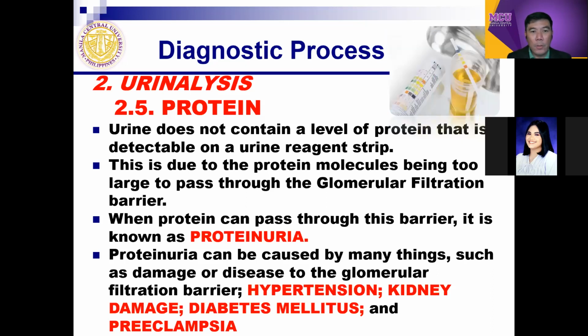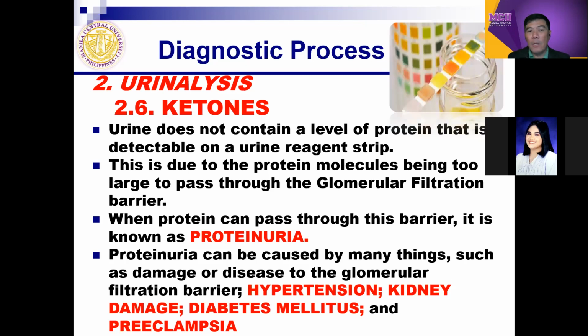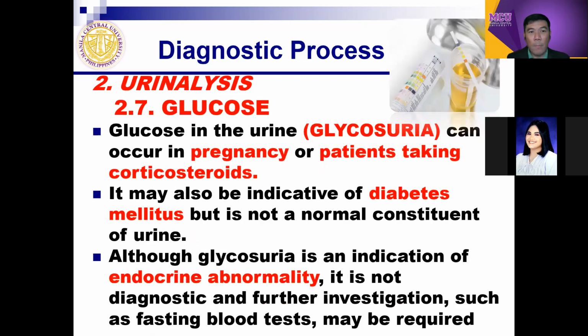For the ketones, it is the same, an identification of the same problem as with proteinuria. The presence of protein in the urine is proteinuria. The presence of ketones in the urine is ketonuria. And what about the presence of glucose? A positive result for glucose in the urine is what we call glycosuria. You must take this into consideration.